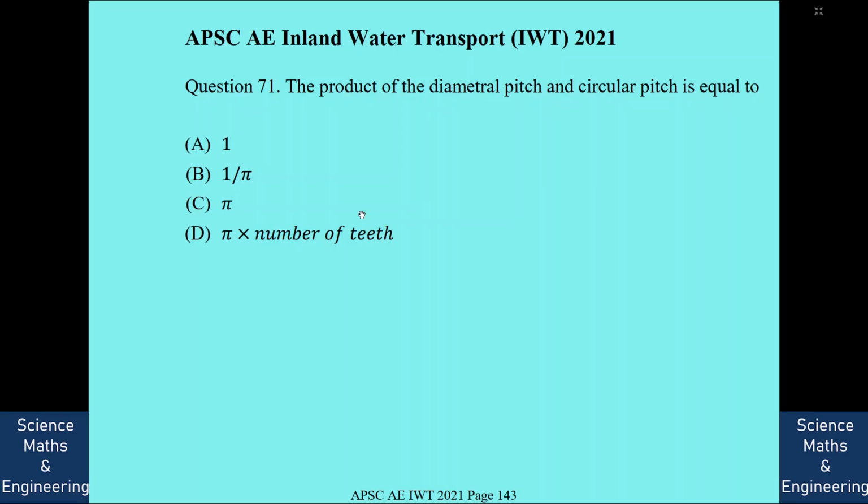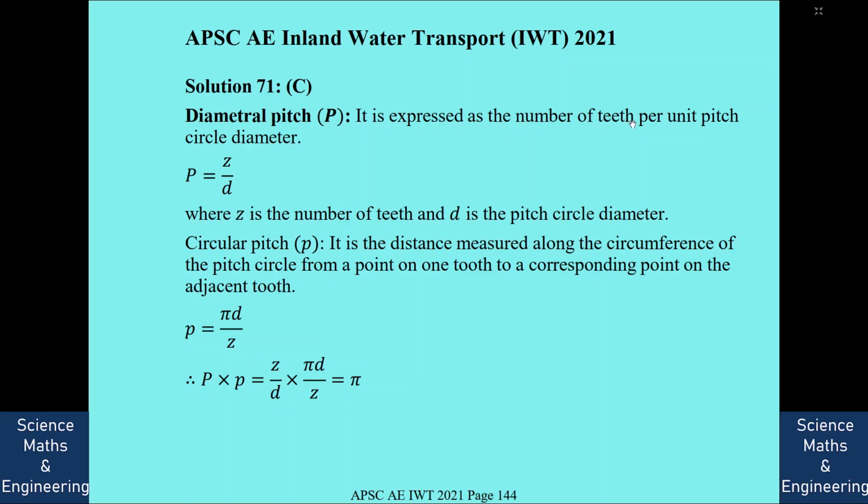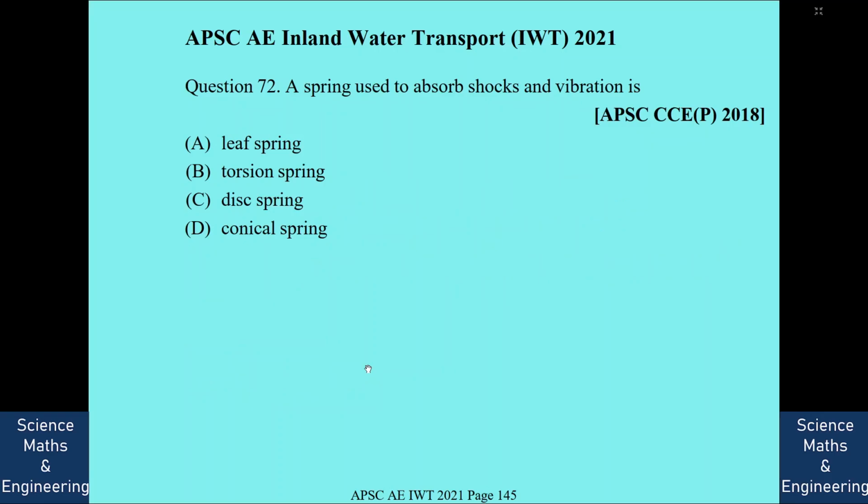The product of the diametral pitch and circular pitch is equal to A, 1, B, 1 by pi, C, pi, or D, pi into number of teeth. So the answer is, see, diametral pitch is expressed as the number of teeth per unit pitch circle diameter. So P is equal to Z by D, where Z is the number of teeth and D is the pitch circle diameter. Now, circular pitch is the distance measured along the circumference of the pitch circle from a point on one tooth to the corresponding point on the adjacent tooth. So our small p would be equal to pi D by Z. So the product of diametral pitch and circular pitch would be equal to pi. Okay, so Z by D into pi D by Z, so it is pi. So option C.